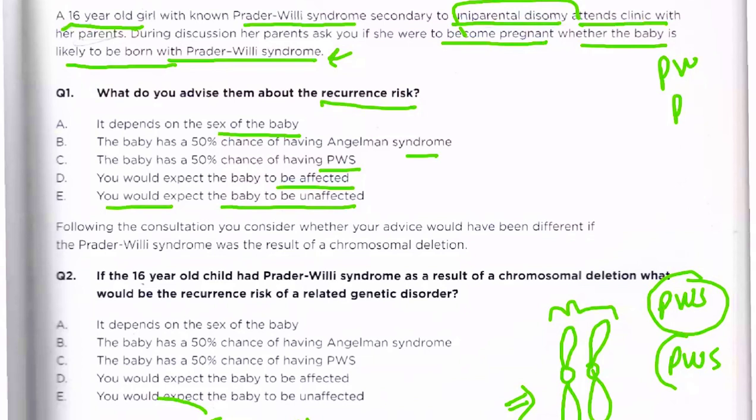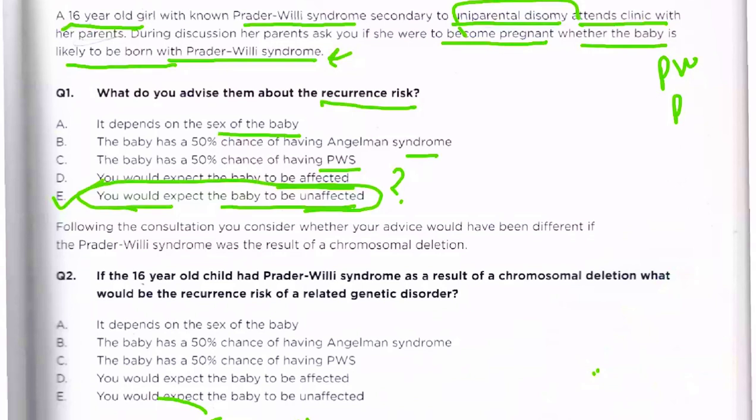You would expect the baby to be unaffected. Okay, this E is the answer here. Okay, you got this point? The baby would be unaffected.